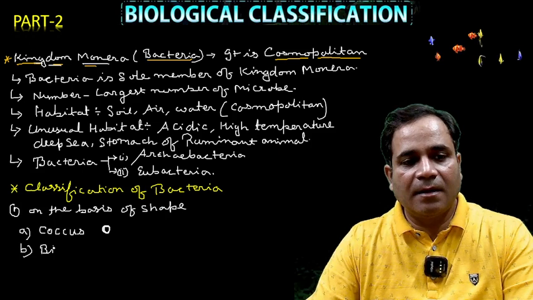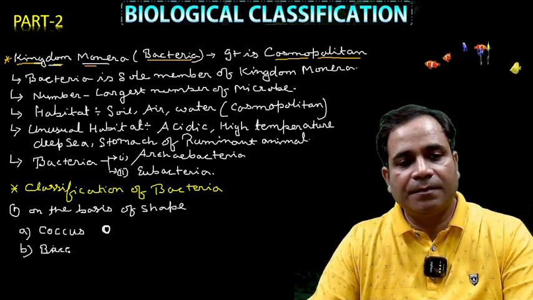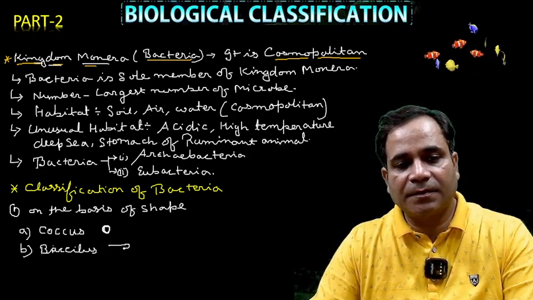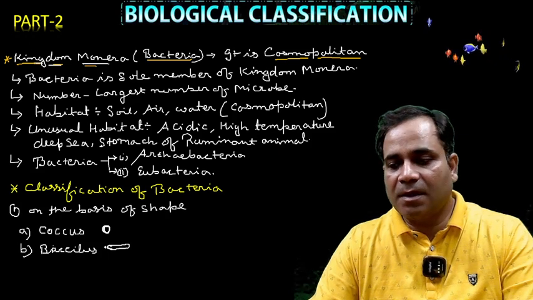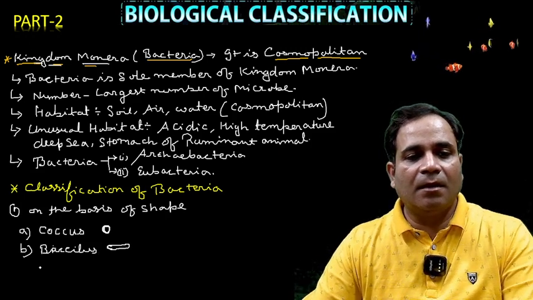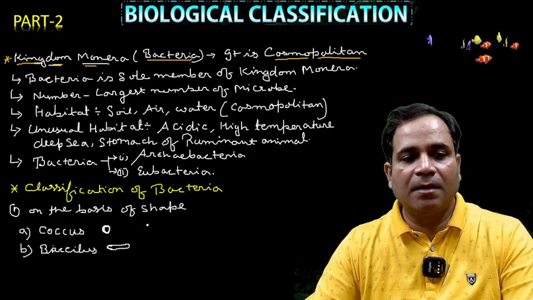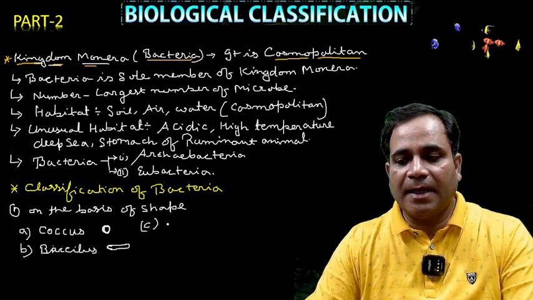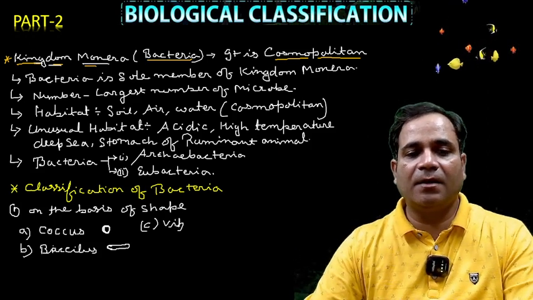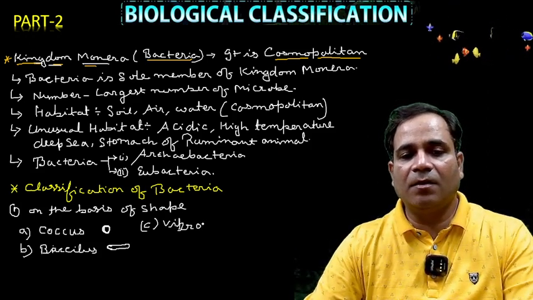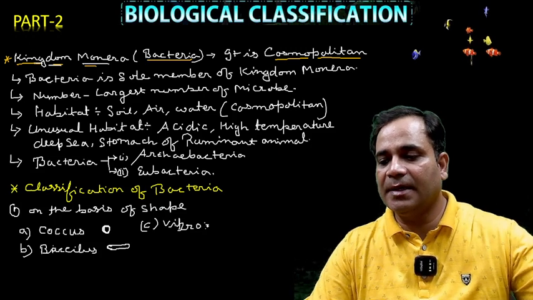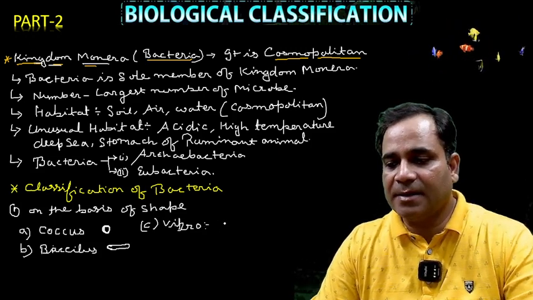What I'm writing here is bacillus. That is a rod-like structure. That is bacillus, correct? Bacillus. Third one is vibrio, my dear. Okay, vibrio. If I'm talking about the vibrio, then which one? Let's see the vibrio bacteria in this way.